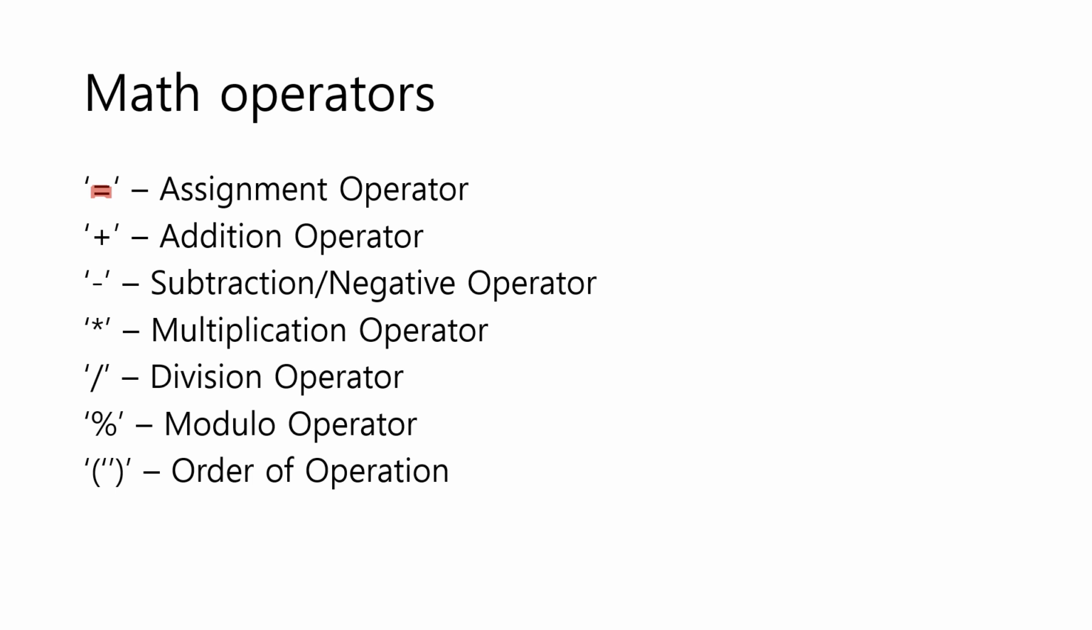The modulo operator is also something you might have never seen before. The modulo operator gives the remainder. For example, 6 modulo 4 gives the value 2.